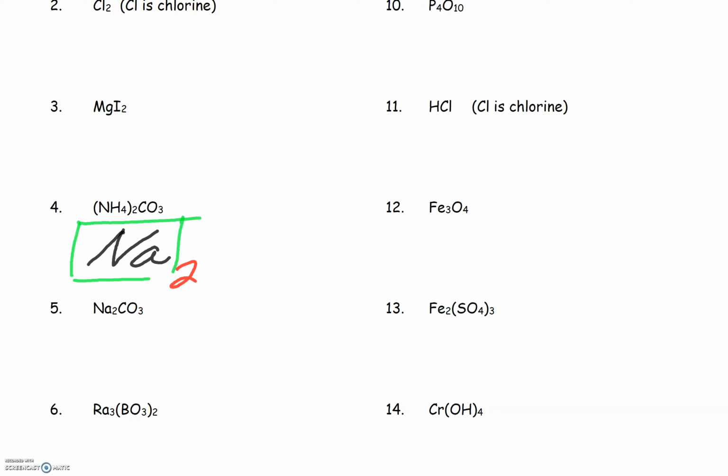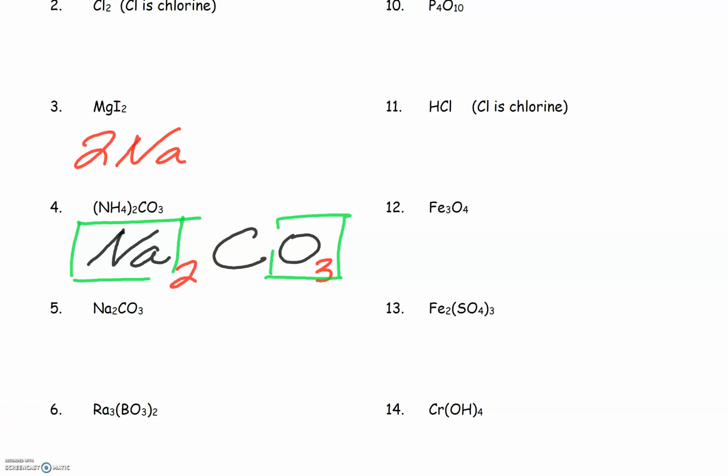Now, let's take a look at the next chemical, which is a carbon. It's by itself. It doesn't have any number in this position here, so that's just a 1. And then let's write down our oxygen, and it has a 3. The way the 3 works, again, is that it applies just to the oxygen. So what you end up with is 2 Na, 1 carbon, and 3 oxygen.